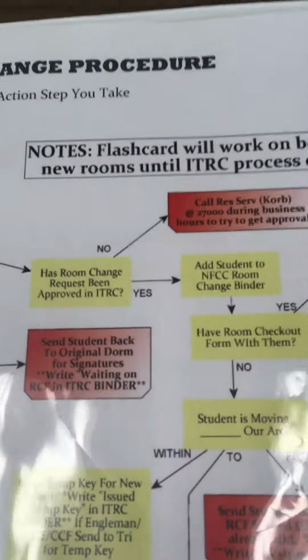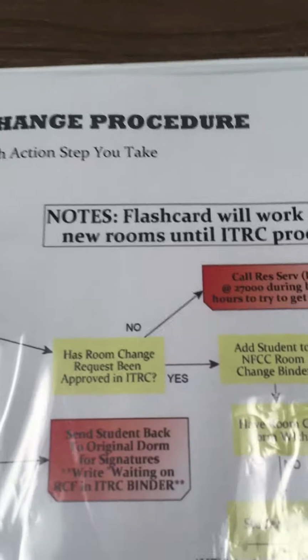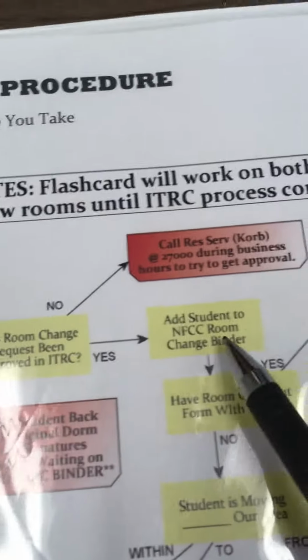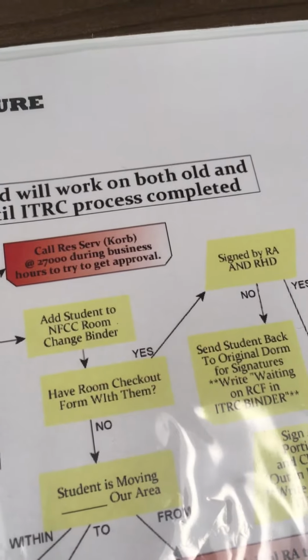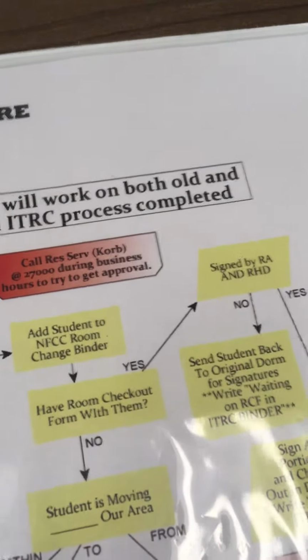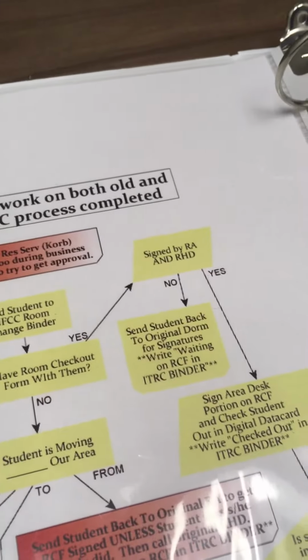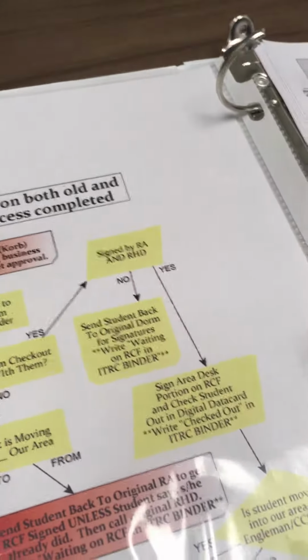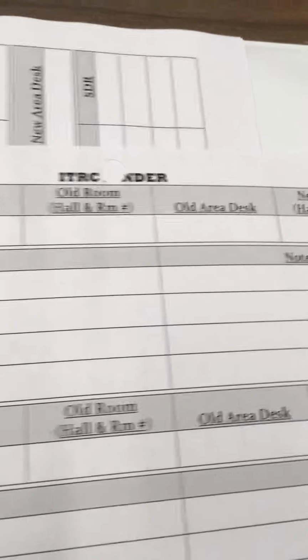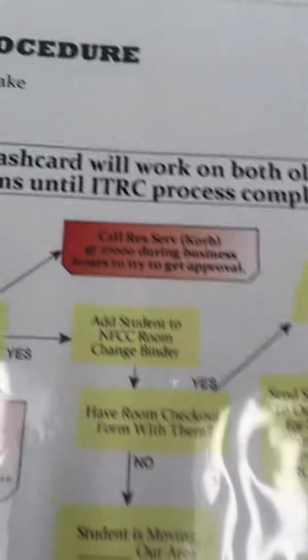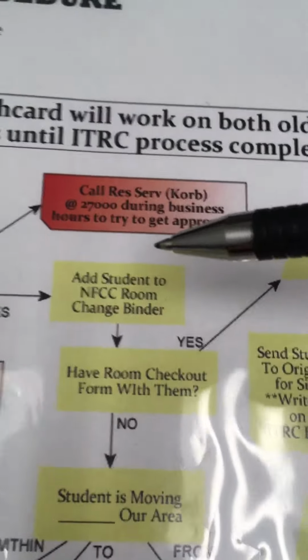However, if you do see in ITRC that the room change has been approved, you're going to go ahead and start following things over. We're going to go ahead and add student to the NFCC room change binder. The situation, you're going to be adding the student name, the ID number, where they're coming from, where they're going to, and put the date in there. At this point, the chart tells us to do nothing else, so we're going to hold off. We're going to follow the arrow down.